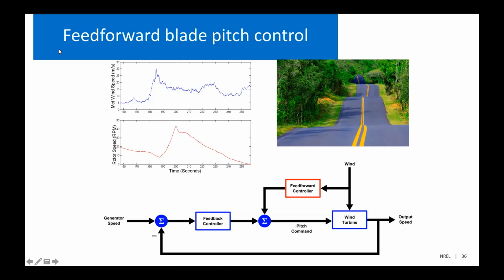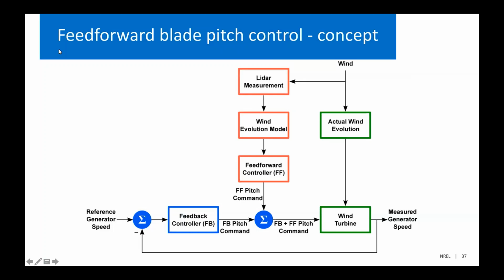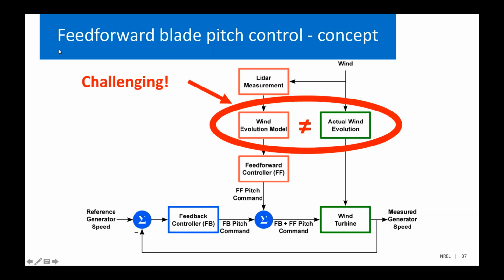provide some advanced knowledge of the gust, and the turbine can anticipate that and react to it as the gust travels through the rotor of the wind turbine. Here's a block diagram of the basic feedback control on the bottom, and on top in green we have the wind, and the LiDAR is measuring the wind. As the wind travels to the wind turbine, the wind is going to evolve. So we need some sort of wind evolution model that we apply to the LiDAR measurement, and then feed that into a feed-forward controller, which gets added on top of the feedback controller. The challenging part here is that the wind evolution model in reality is not going to match the actual wind evolution.